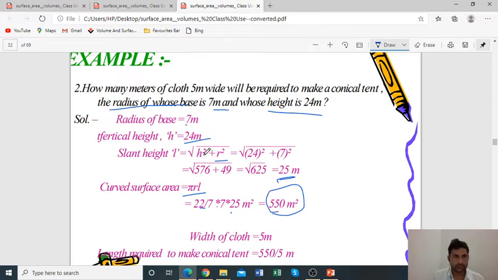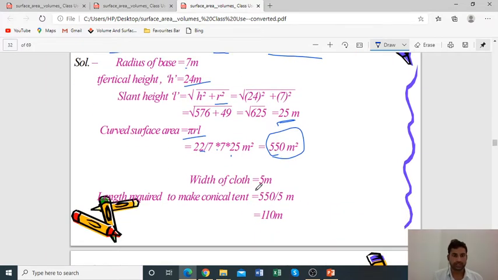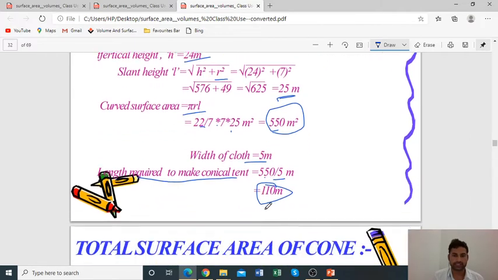And cloth's width is 5 meter. So width of cloth is 5 meter. So length required to make a conical tent is 550 divided by 5. So total 110 meter length of cloth is required to make a conical tent.